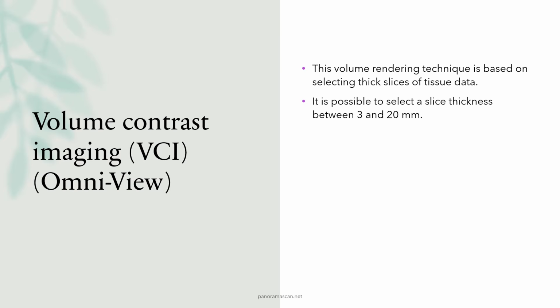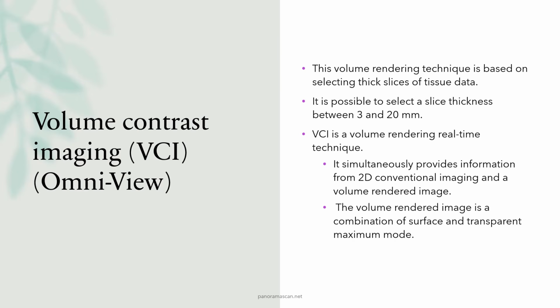A standout feature of VCI is its ability to provide both conventional 2D ultrasound images and volume-rendered 3D and 4D images at the same time. This combination allows the operator to correlate the traditional 2D views with the enhanced 3D and 4D renderings, providing a more comprehensive understanding of the region of interest.